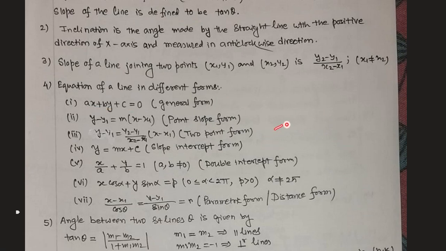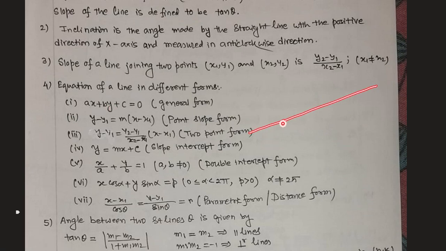If your line passes through one point x1, y1, how can we find the equation of the line? We take another arbitrary point x, y, then we calculate the slope: y minus y1 by x minus x1, which is equal to the slope m. So m equals y minus y1 by x minus x1, and after cross multiplication you will get this equation, which is known as the point slope form.